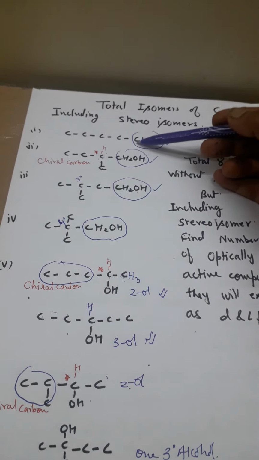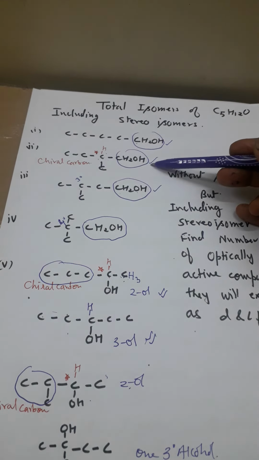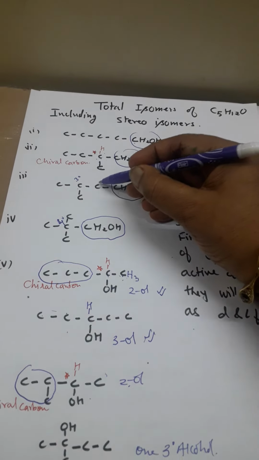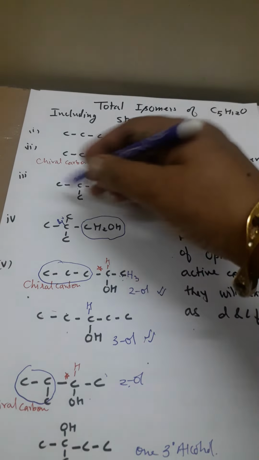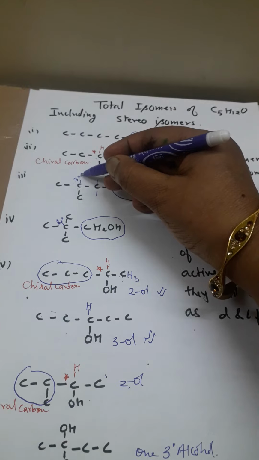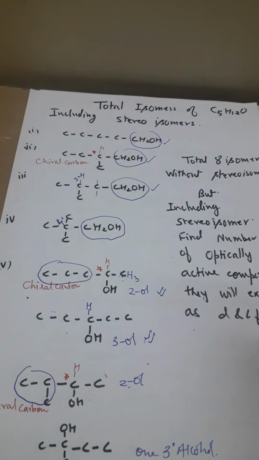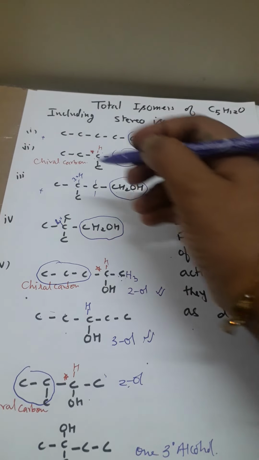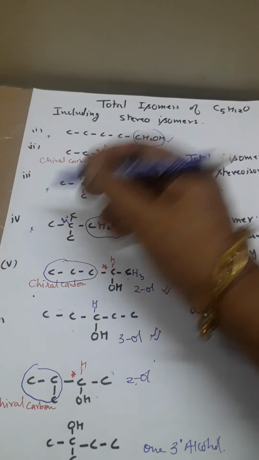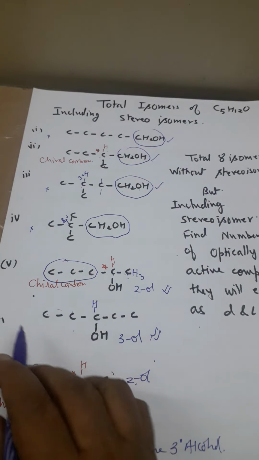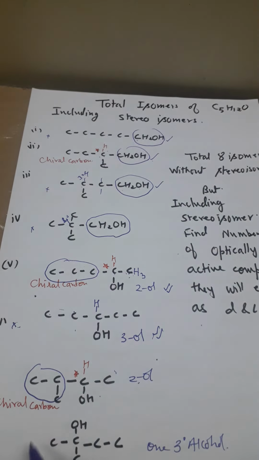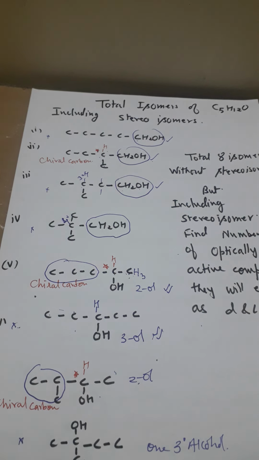So see, the first one is optically inactive, the second one optically active, the third one optically inactive. Because here H and H are there, here C is common. So this is not optically active, this is not optically active, that makes 2. Now this is not optically active, 3. And this is also not optically active, 4. And the last one has 2 CH3 groups, so this is not optically active.